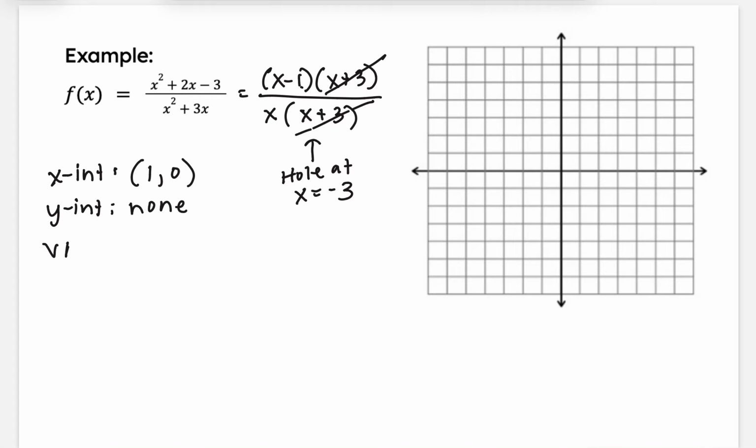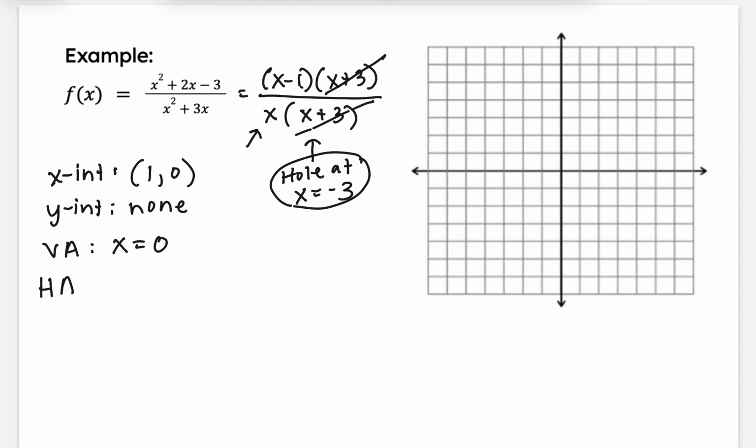Okay, my vertical asymptote, that is what makes the denominator equal 0. So I am not looking at my hole because the hole has already been removed. So we're just looking at what's left. So we have just an x in the denominator. So the only number that could make x equal 0 is 0. So that means that x equals 0 is my vertical asymptote, and also explains why I don't have a y-intercept. So if I have a vertical asymptote on the y-axis, it's not going to touch the y-axis.